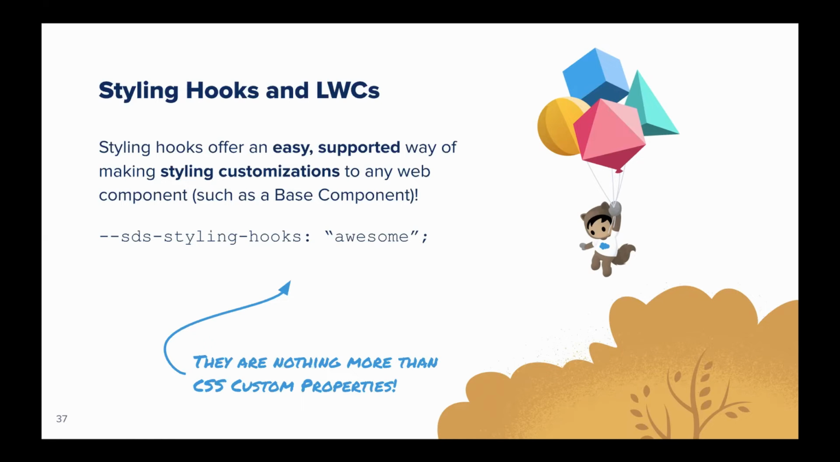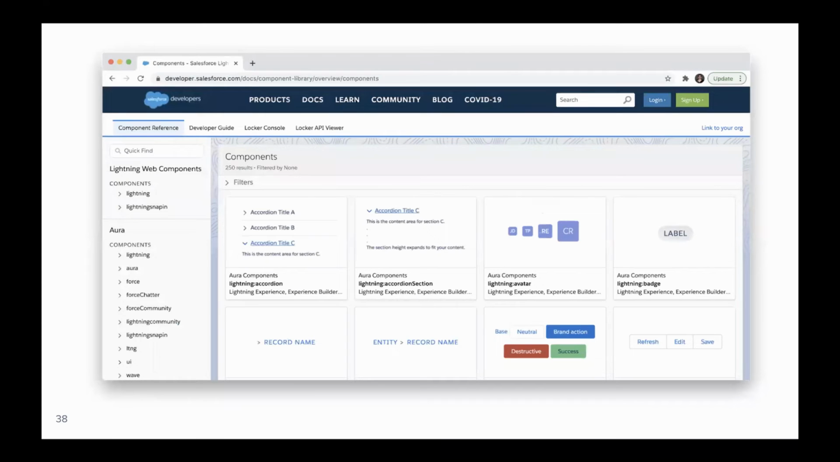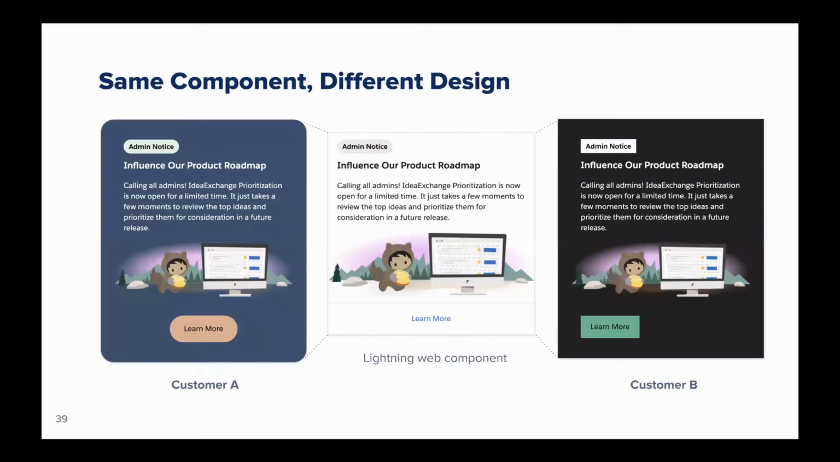And what styling hooks do is they offer an easy and supported way of making styling customizations to any web component, especially Lightning Web Component, such as the base components, which many of you use to define the UI that you typically like to use. And when I talk about base components, I think many of you have been to this web page, which is really our component reference, where you can see the 80 or 90 components that we have that allow you to have simple things like a button or input, or more elaborate things like, for example, an accordion or a carousel, where you can have some interactivity, but your data is represented visually through any of these combination of 80 elements.